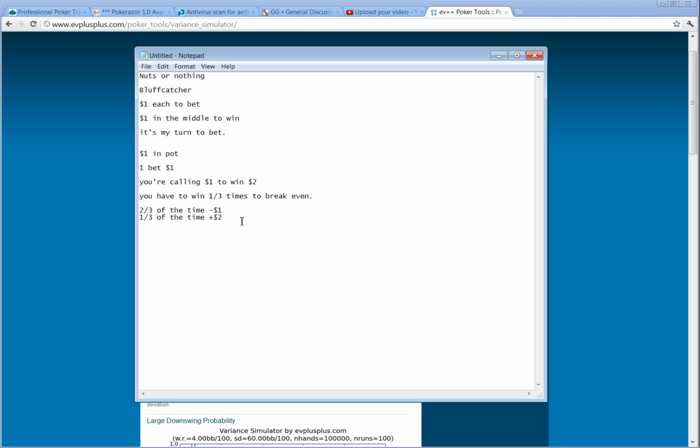So you have to win 1 out of 3 times to break even on your call, because 2/3 of the time you lose your $1, and 1/3 of the time you win $1, and you win the money in the middle.